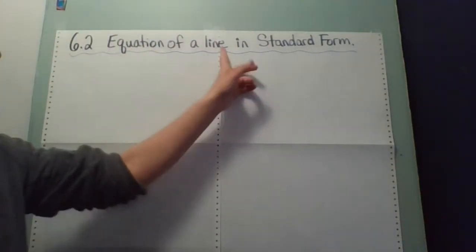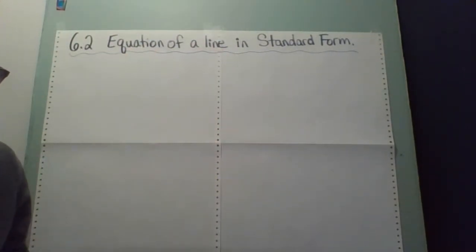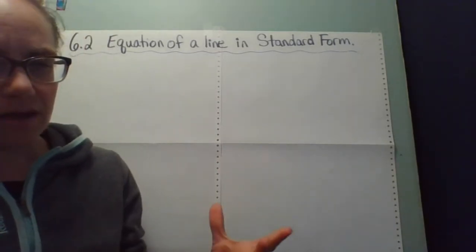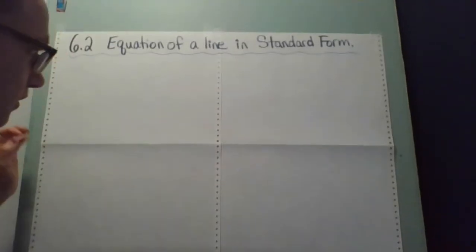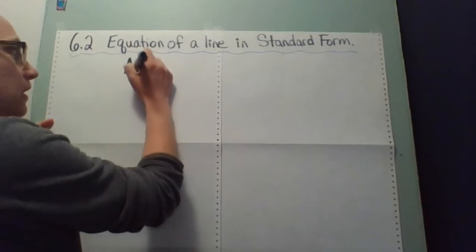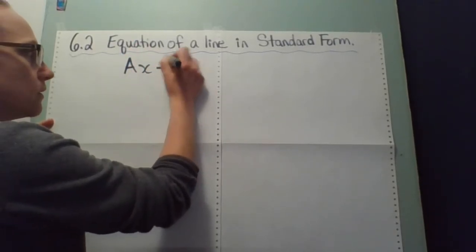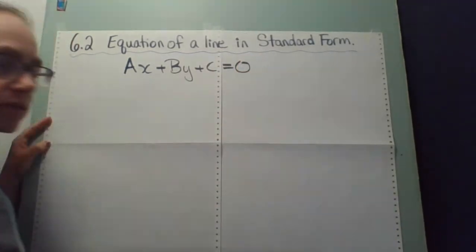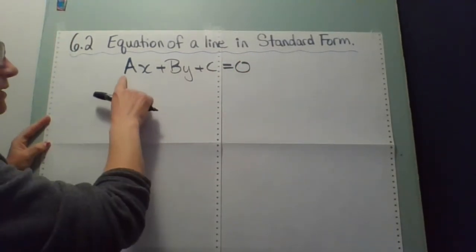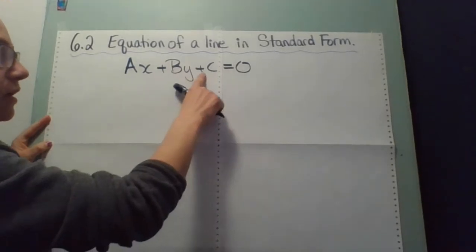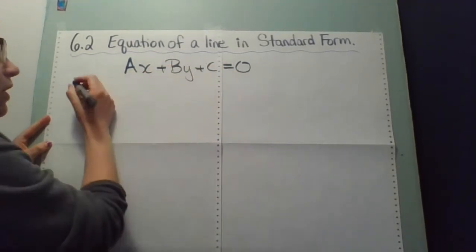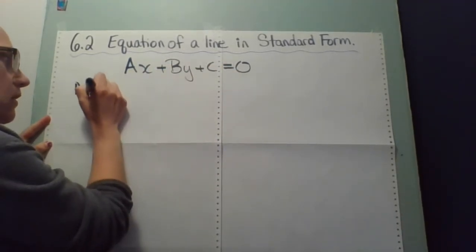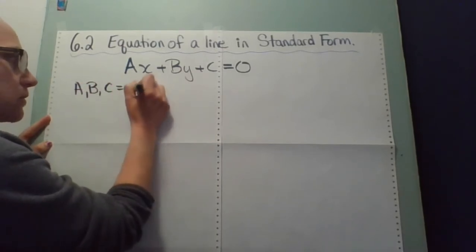All right, let's look at 6.2, the equation of a line in standard form. So standard form looks kind of like our y equals mx plus b, but a little bit different. Standard form puts everything on one side and sets all of that equal to 0. So it says ax plus by plus c equals 0. So a, b, and c are the coefficients, okay?